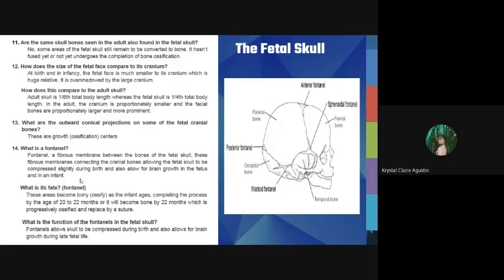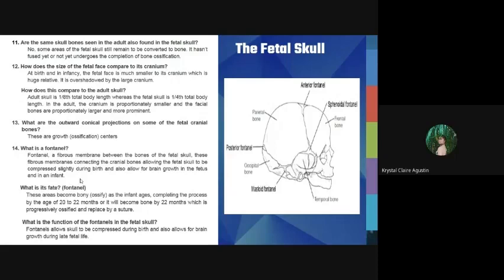So how does this compare to the adult skull? The adult skull is 1/8 of total body length, whereas the fetal skull is 1/4 of total body length. So in the adult, the cranium is proportionally smaller and the facial bones are proportionally larger and more prominent. So the fetal skull is relatively much smaller than the adult skull.